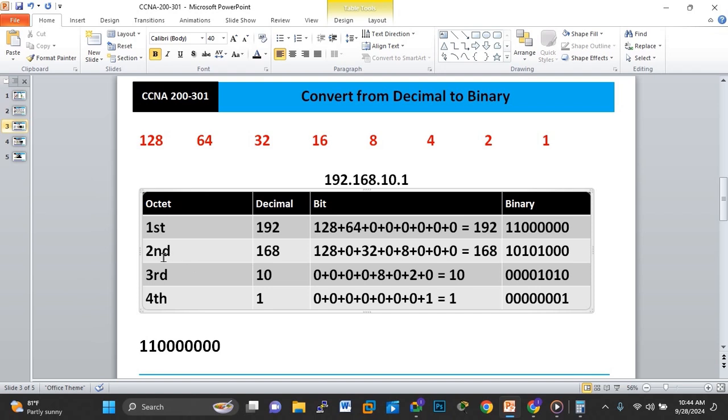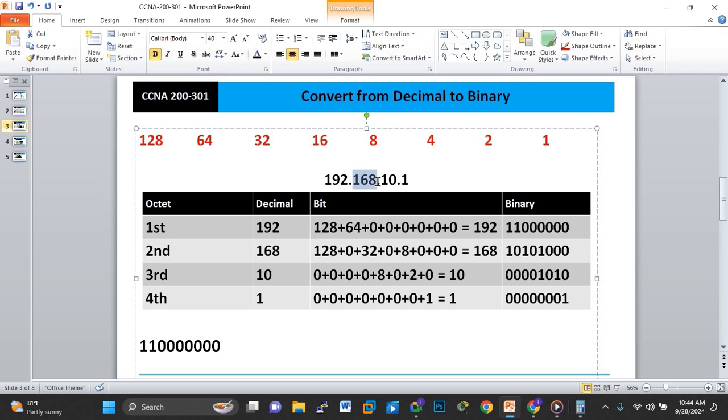So now the second one is 168. Now we want to convert this 168 to binary. What you need to do is consult your bit table, because this is an octet. This octet represents 8 bits. Where are the 8 bits? These are the 8 bits. You always align the 8 bits in powers of 2.